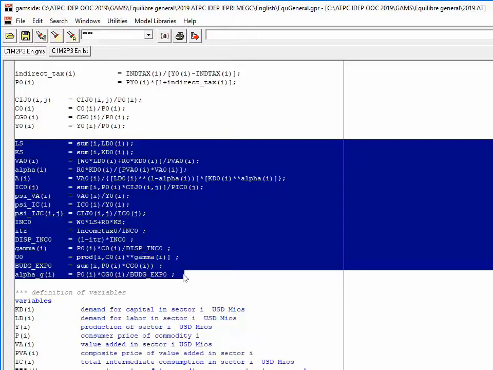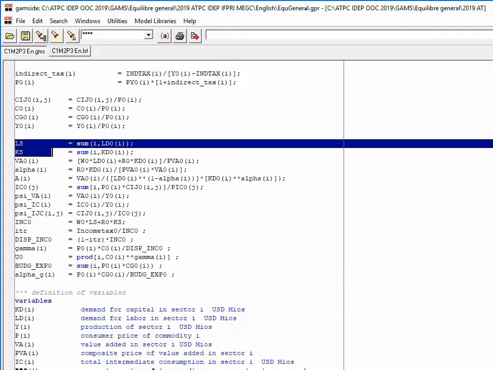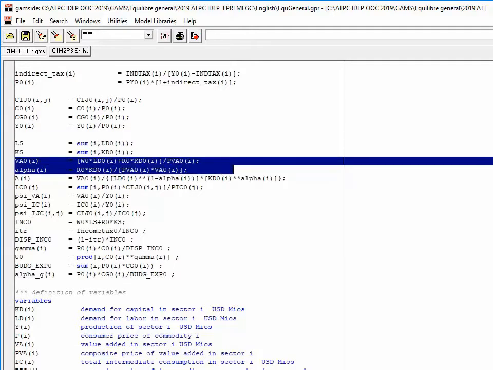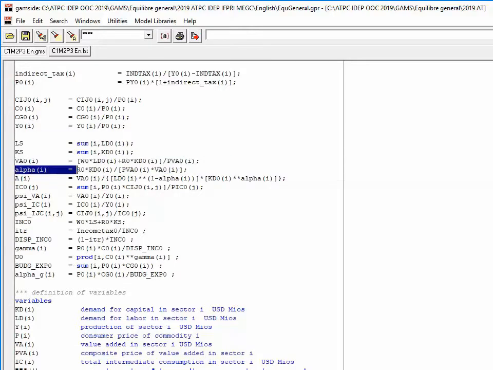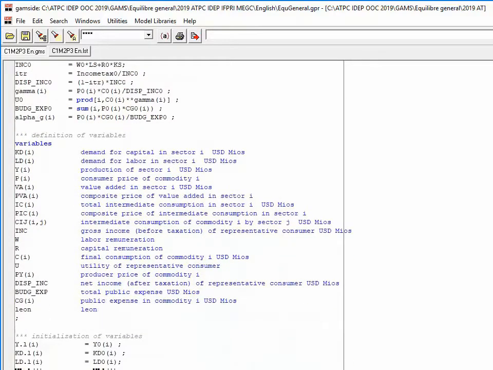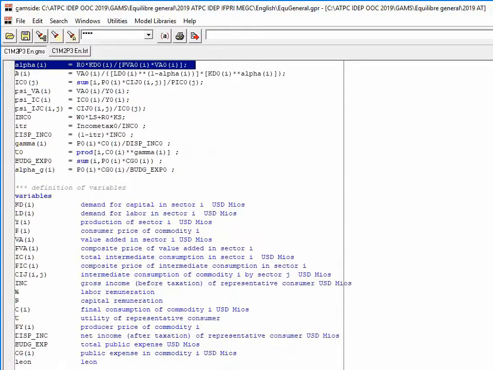equations from the model. So I give value to supply of labor and supply of capital, then value added, then alpha, which is the share of demand for capital in total value added, and so on. Okay, there is nothing new in the rest of the calibration compared to the previous model, but you have to be sure that at the end of the calibrations, all model parameters have a value and all model equations will be respected.